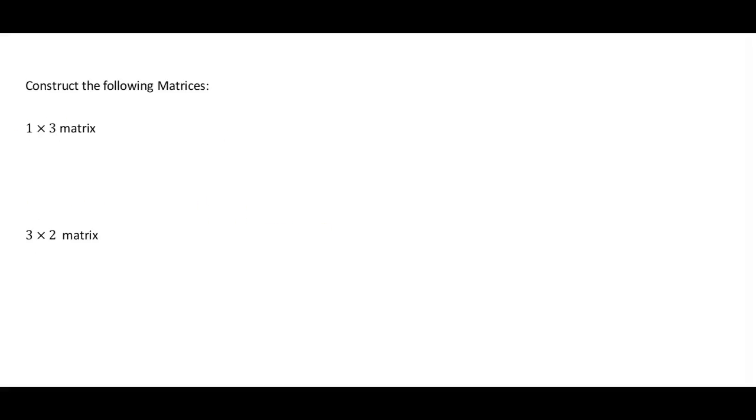Now we're going to look at constructing our own matrices. So we want to construct a 1 by 3 matrix. So one thing to note here is we have 1 row and 3 columns. Okay, so let's go ahead and draw that. It's going to be pretty simple. We got 1 row. Let's put 2, 4, 6. That's our 1 by 3 matrix.